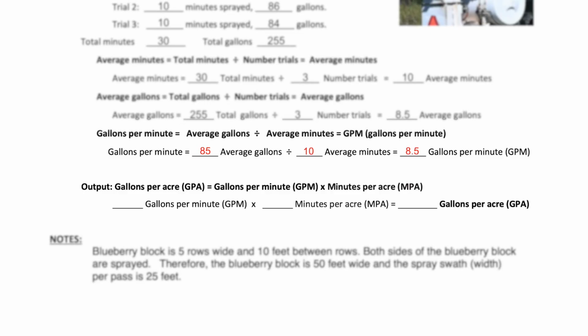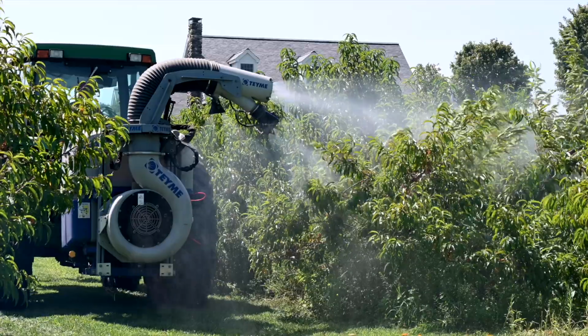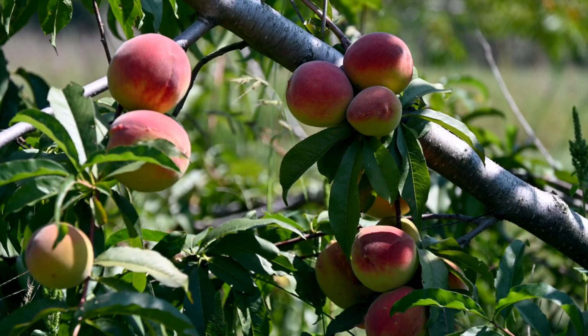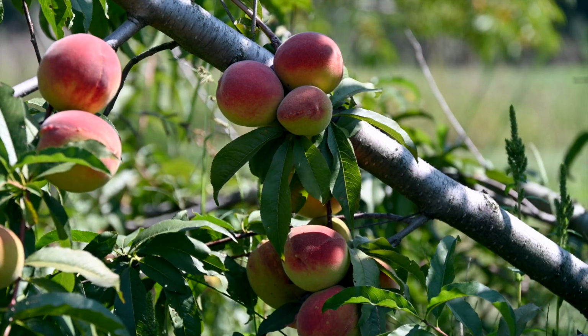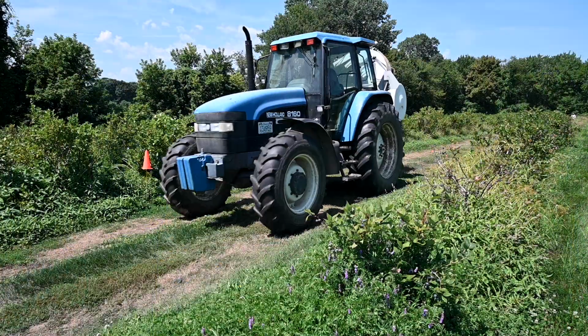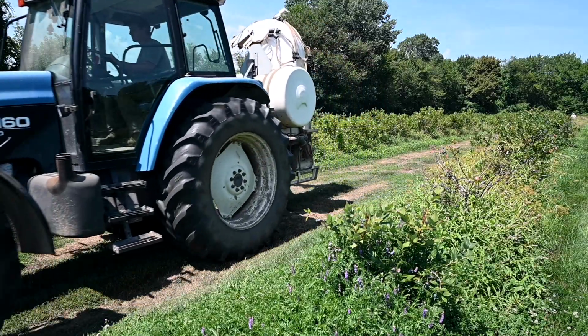We then multiply the 8.5 gallons per minute by the 5.21 minutes per acre to determine that we are applying 44.3 gallons per acre. Remember that each application should be directly tailored to the crop and its specific stage of growth. One calibration will not be sufficient for applications during an entire growing season.